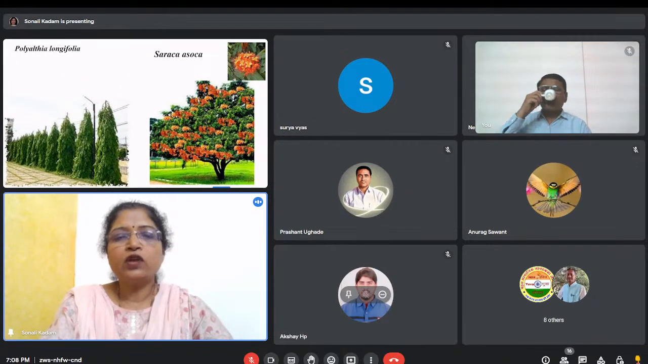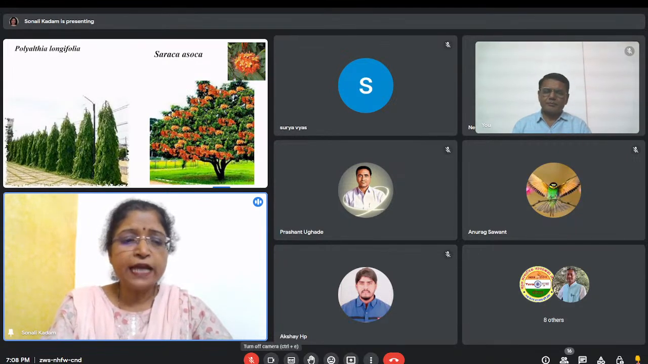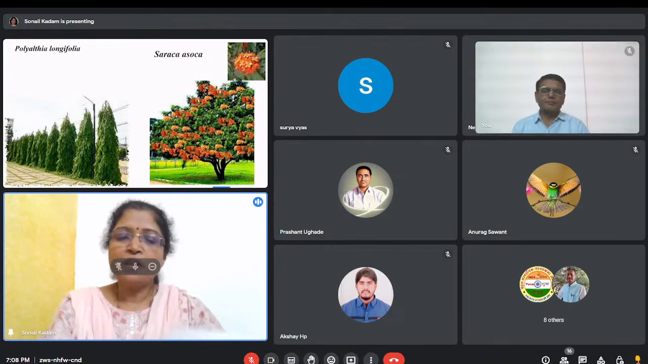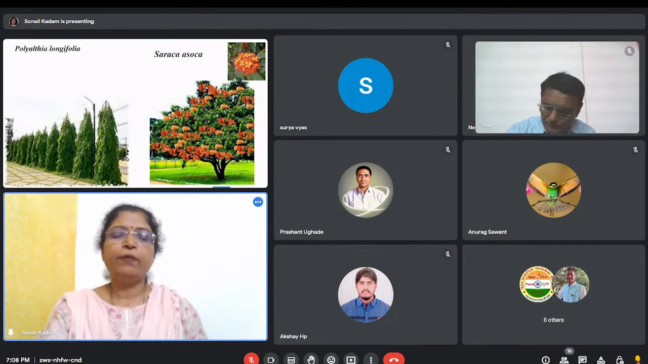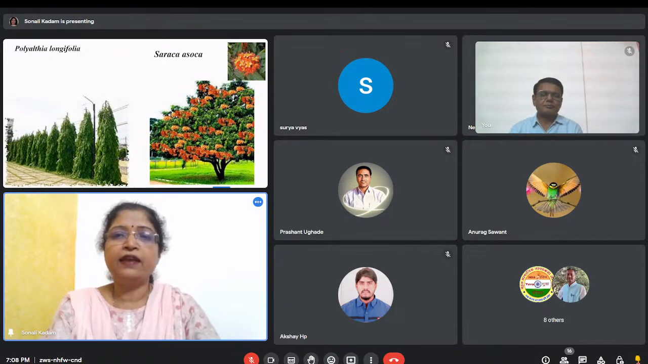So the Saraca asoca actually has medicinal property. It is used as a tonic, and also it is used for bronchitis. We'll talk about these plants separately again, but I just wanted to show how these plants are different, even though they are named similarly.